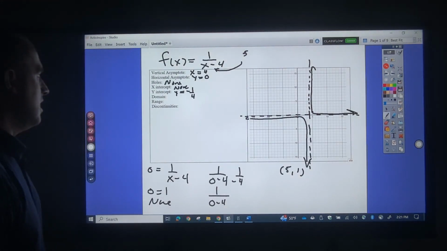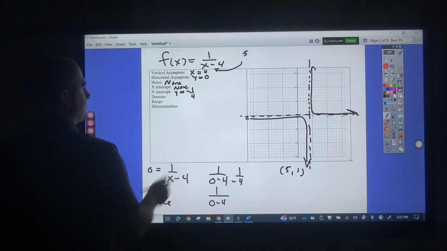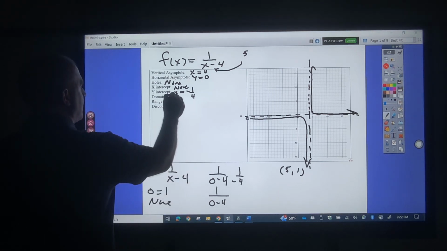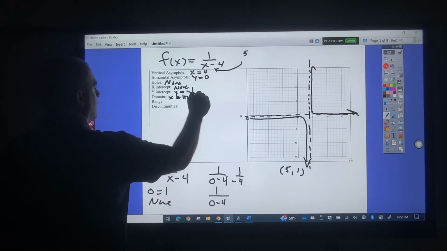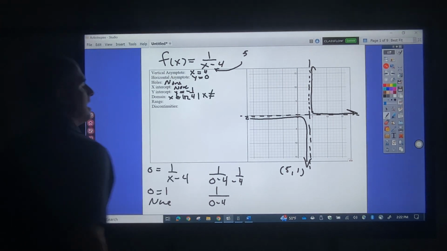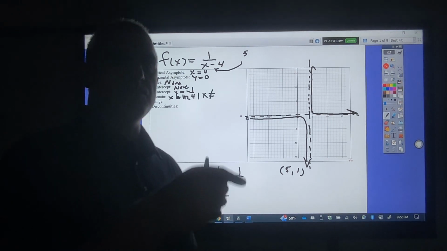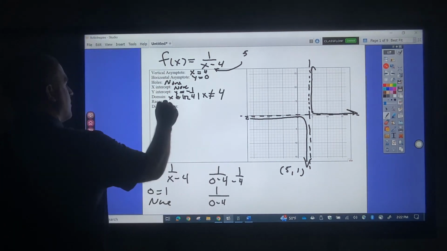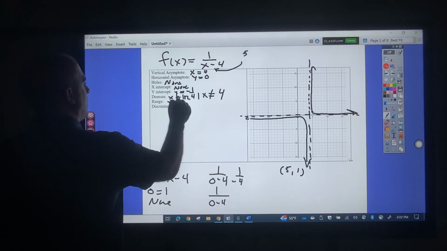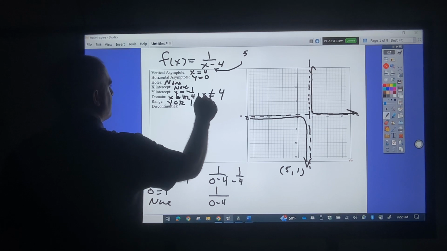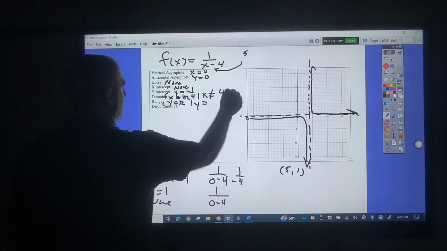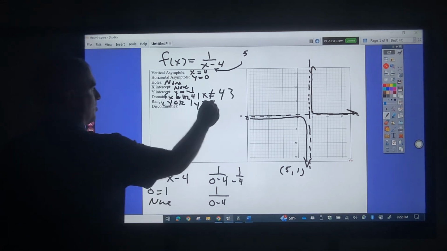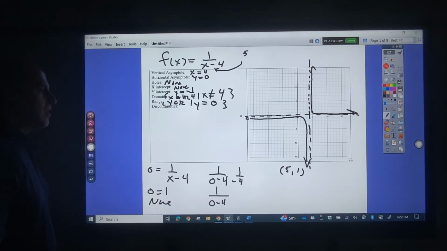approaching the asymptotes. Okay, the domain: x is an element of all real numbers, such that x can't be the vertical asymptote or the hole, so that's 4. The range: y is an element of all real numbers, such that y can't be the horizontal asymptote, which is 0, or the y coordinate of the hole.